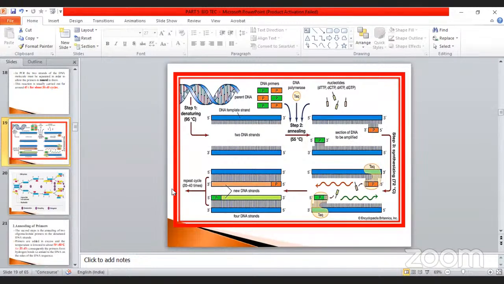After this, 2 to 4, 4 to 8, 8 to 16, 16 to 32, like that it will be produced after 40 minutes. How many cycles will be finished? You know, 30. That is very, very important, my dear. So don't forget this.